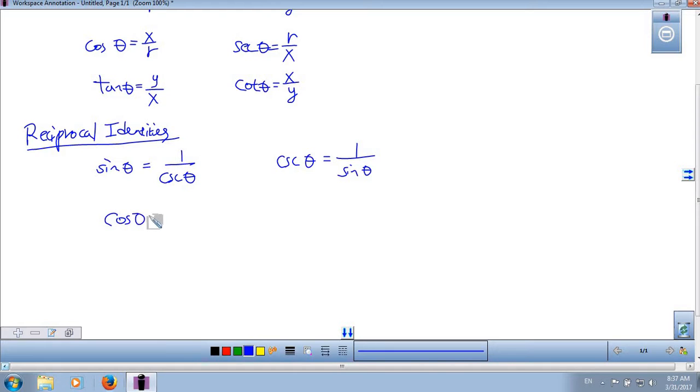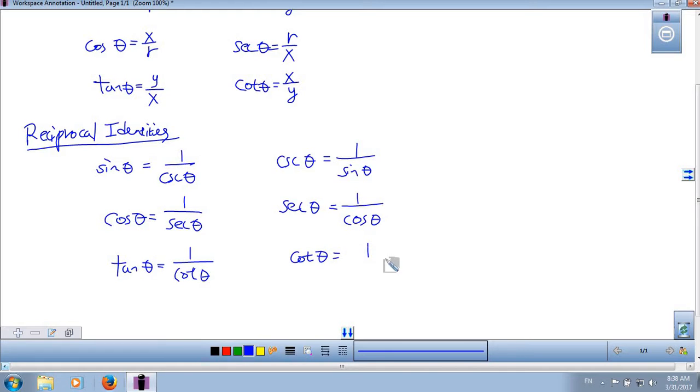Cosine theta is x over r, and secant is r over x, so they are reciprocals of each other. If I have cosine, I can write it as 1 over secant. If I have secant, I can write it as 1 over cosine. That's going to be very, very useful later on when we want to simplify equations. And tangent is y over x, cotangent is x over y, so cotangent and tangent are reciprocals of each other.